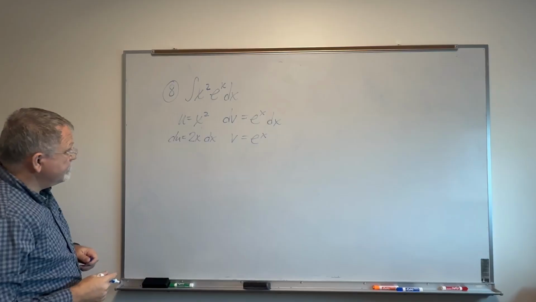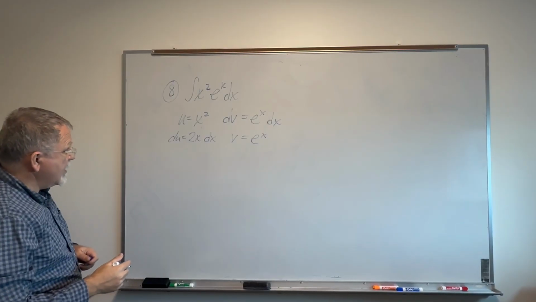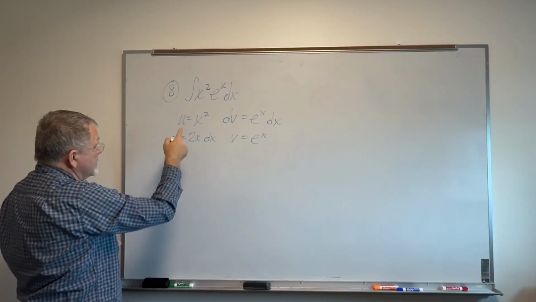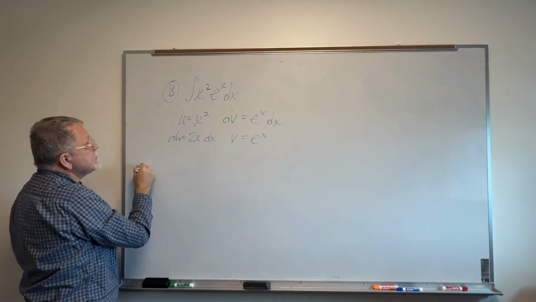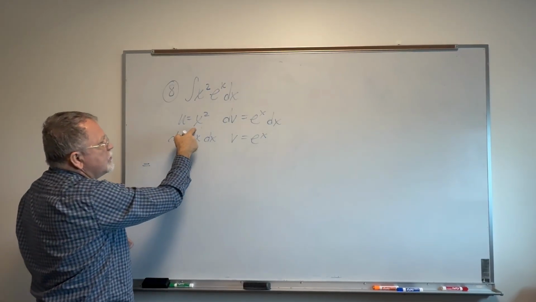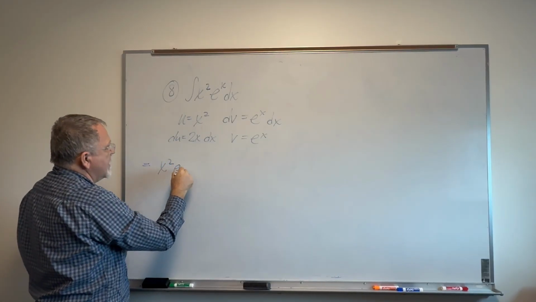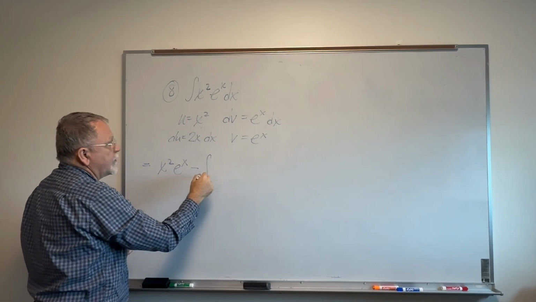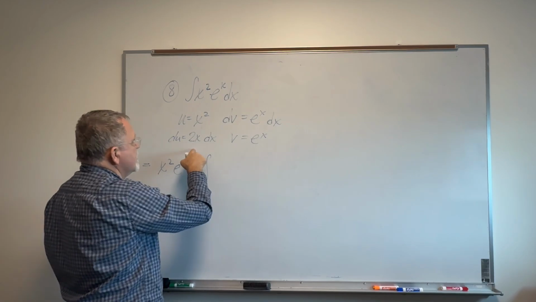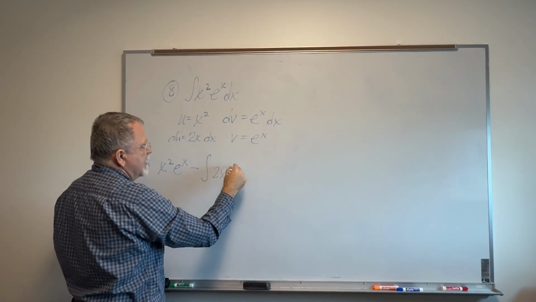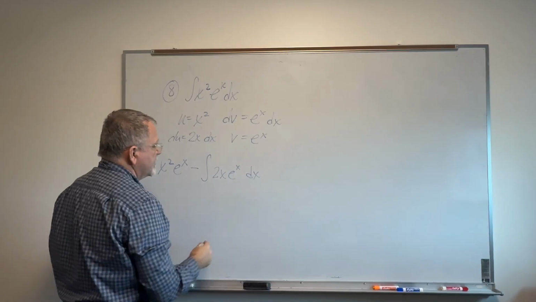So what we've got, let's go ahead and put our pieces together. We have that the integral is equal to uv, so it'll be x squared e to the x, minus the integral of v du. So that's 2x e to the x dx.